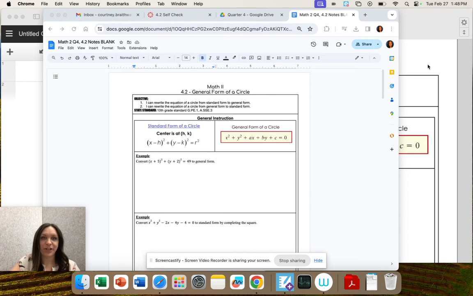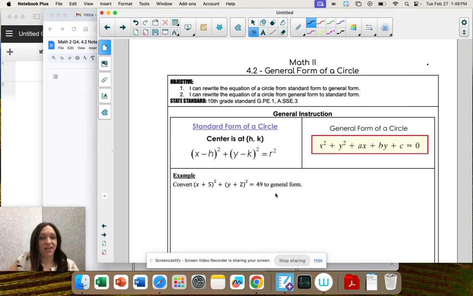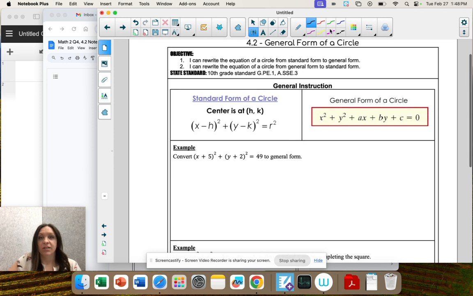Okay, last section, we're looking at the general form of a circle. So we are familiar with the standard form. We did this last time, and now we're looking at a general form. So that's x squared plus y squared, and then some number by x, some number by y, and c is the constant, and it equals 0. So these can graph the same circle. It's just a different form, a different way that we're going to see it.